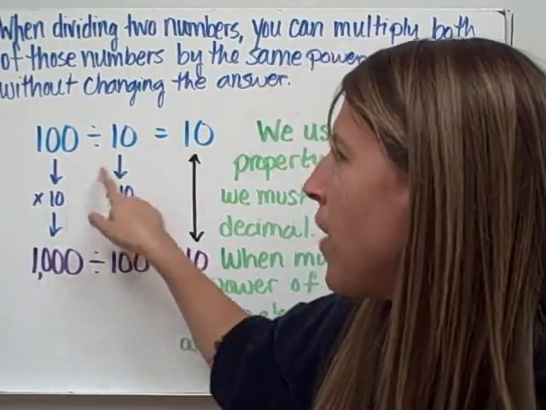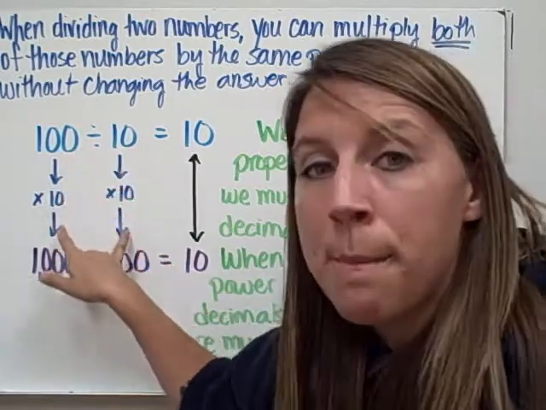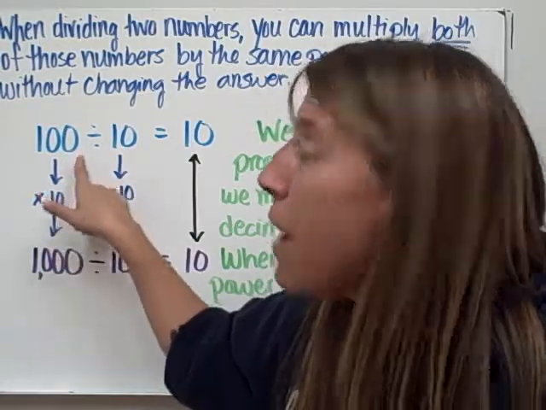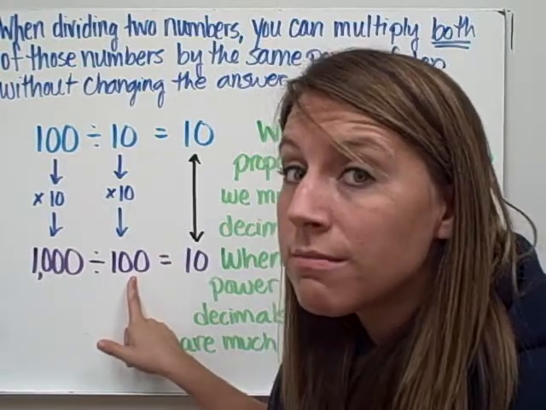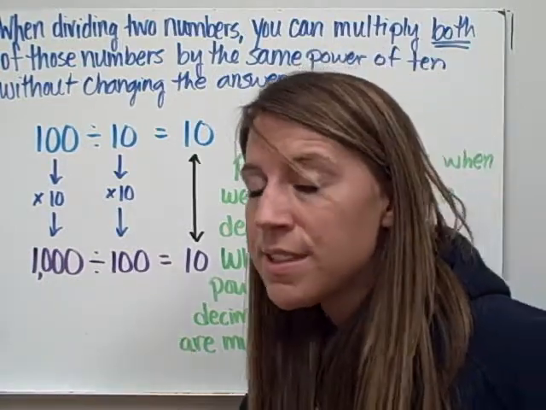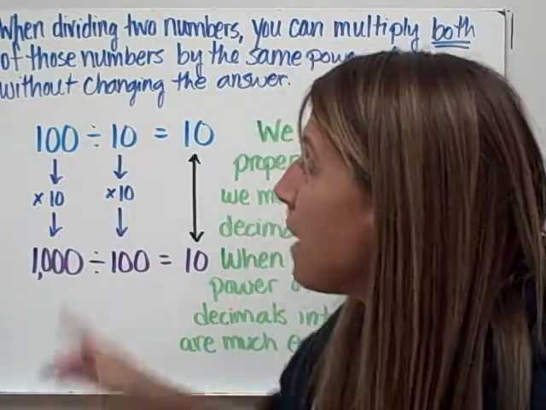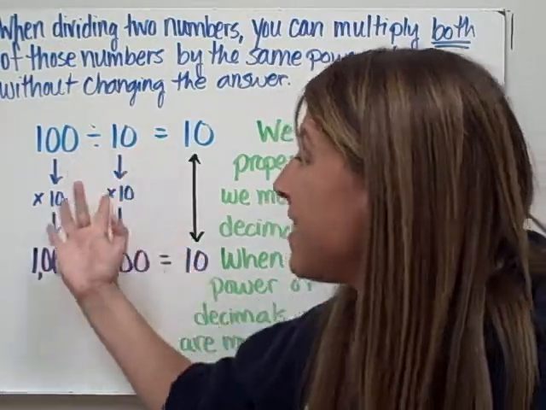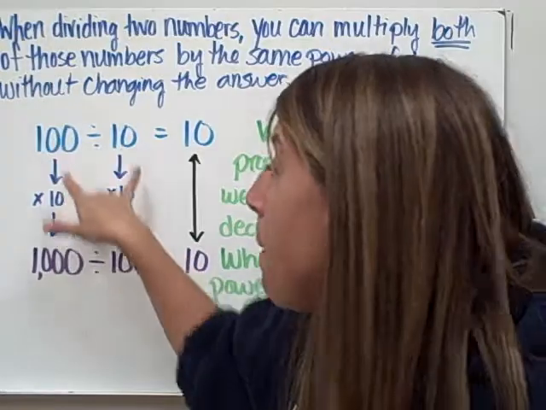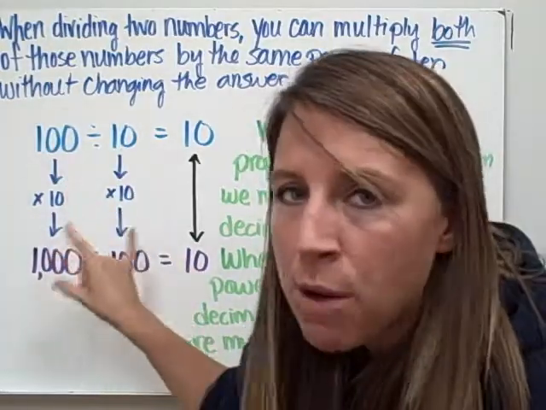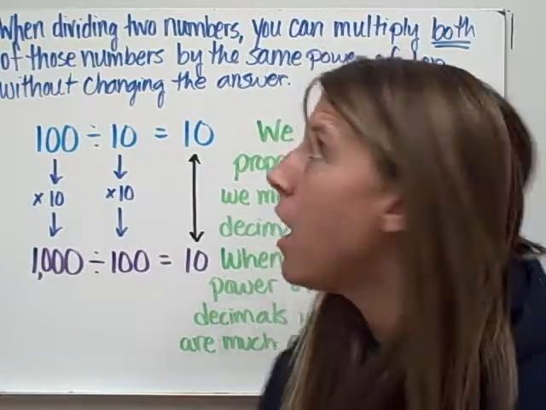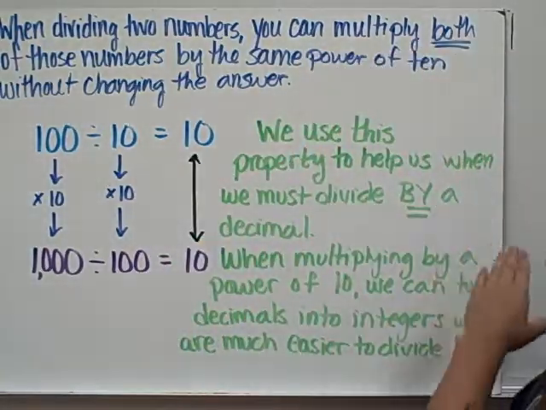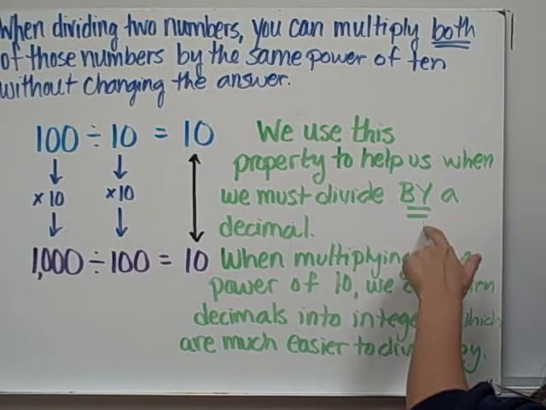But if I take 100 and 10 and I multiply them both by 10, the problem turns into 1,000 divided by 100. Guess what? The answer is still 10. This is always going to be true. Anytime you multiply both of the numbers by the same power of 10, I could multiply them both by 100, both by 1,000, my answer would still be the same. So that's pretty awesome. We use this property to help us when we must divide by a decimal.